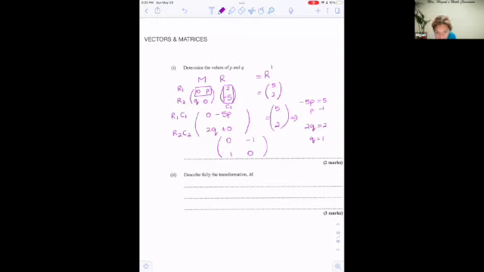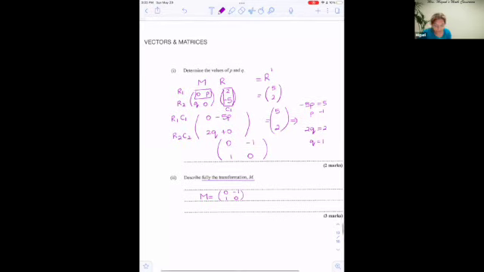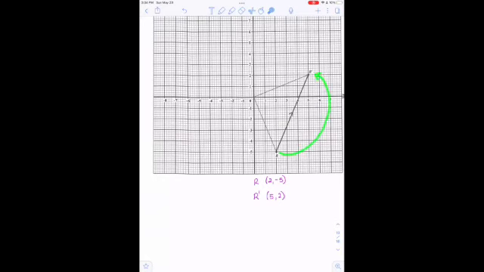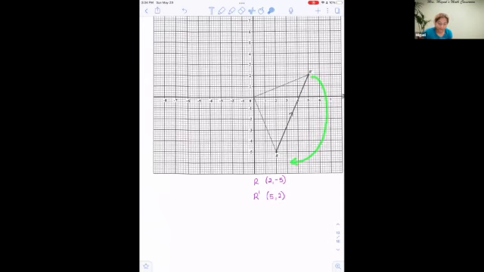So the first thing we're going to do is describe fully the transformation. So let us go back. The first thing we're going to write, M is the transformation 0, minus 1, 1, 0. Now, we are going from R to R prime. Is that clockwise or anti-clockwise? Anti-clockwise, because the clock turns like that. The clock goes like that. So this goes in this direction.